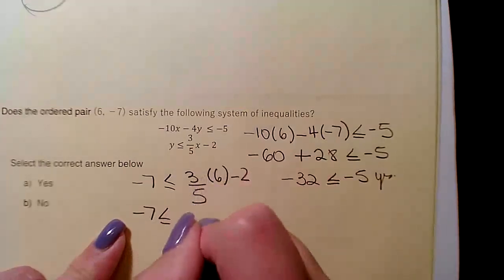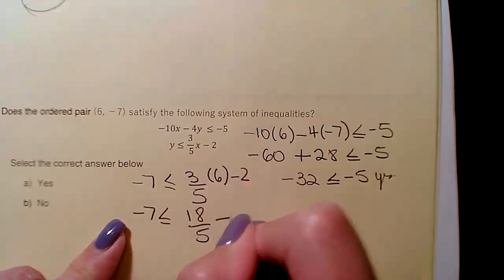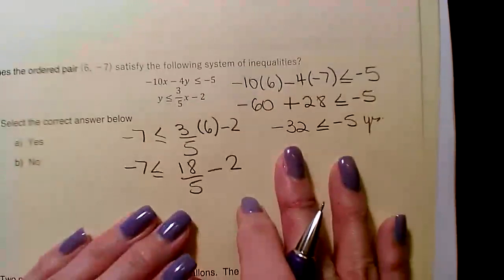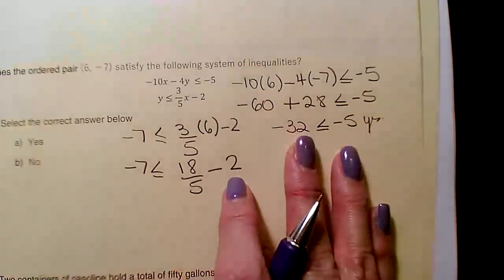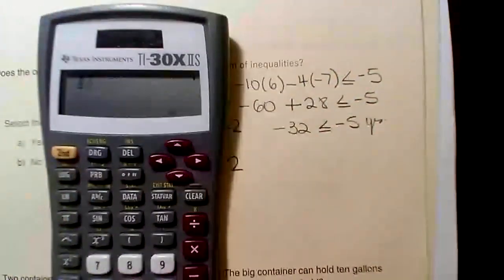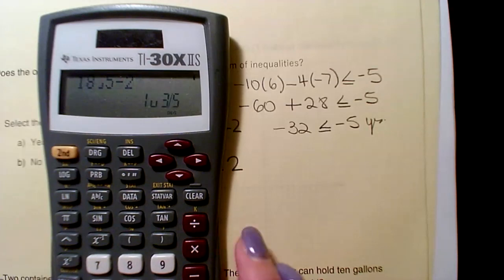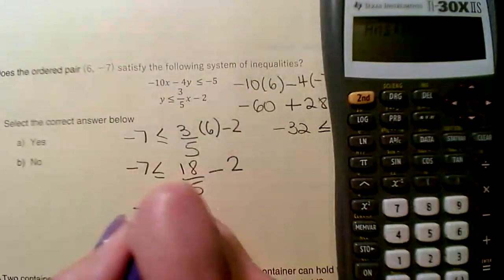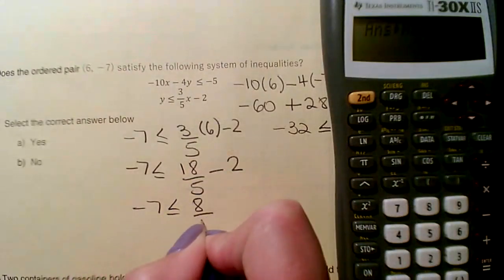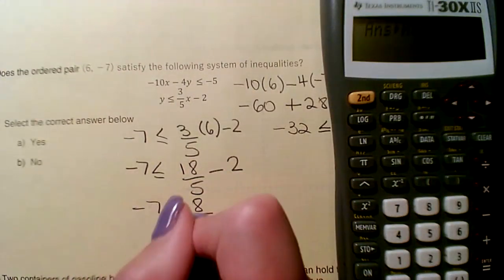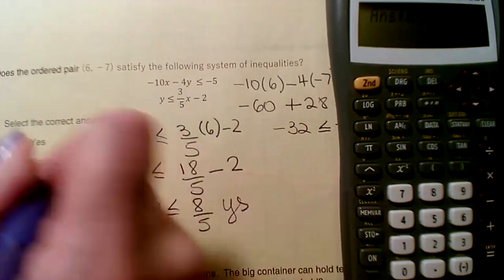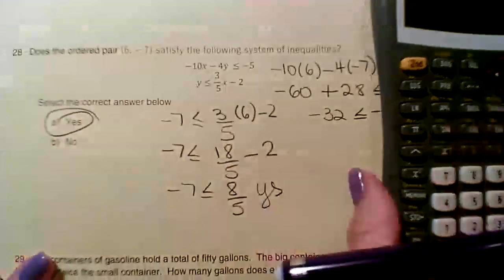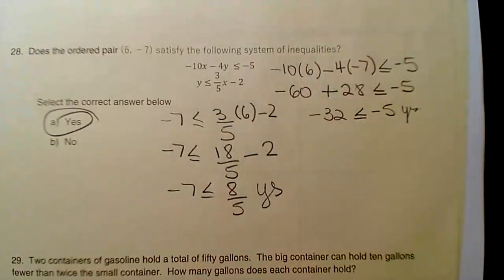This is going to be 18 divided by 5 minus 2. If we do this in the calculator, 18, the fraction, minus 2, 8 over 5. Is negative 7 less than 8 over 5? Yes. So it works for both of them. Okay?